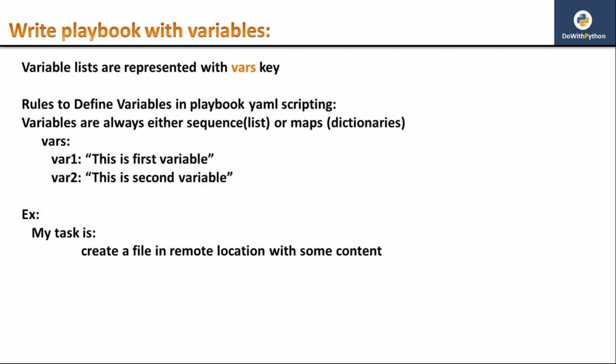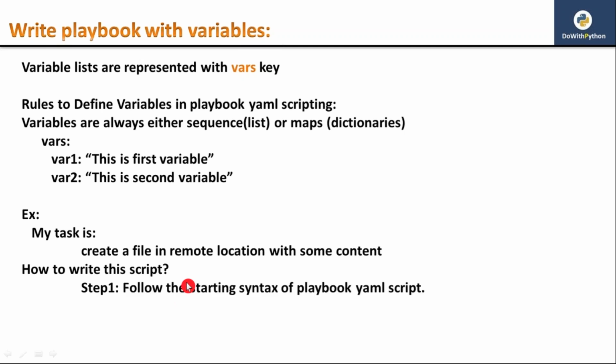But before going to that, we know that in order to write your playbook, you have to follow some rules. Let me go step by step. First step, you have to start your YAML script always with 3 hyphens. Let me show it graphically here. Suppose this is my final YAML script I want to write. Then first you have to start with 3 hyphens. So that is the first step: follow the starting syntax of a playbook or YAML script.